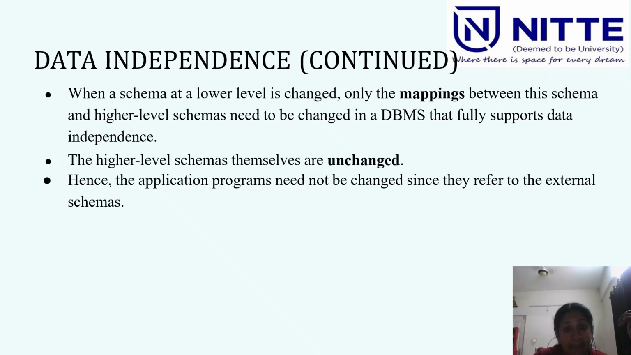So data independence: when a schema at a lower level is changed, only the mapping between that schema and higher level schemas needs to be changed in a DBMS that fully supports data independence. The higher level schemas themselves are unchanged. Hence the application programs need not change, since they refer to the external schema.